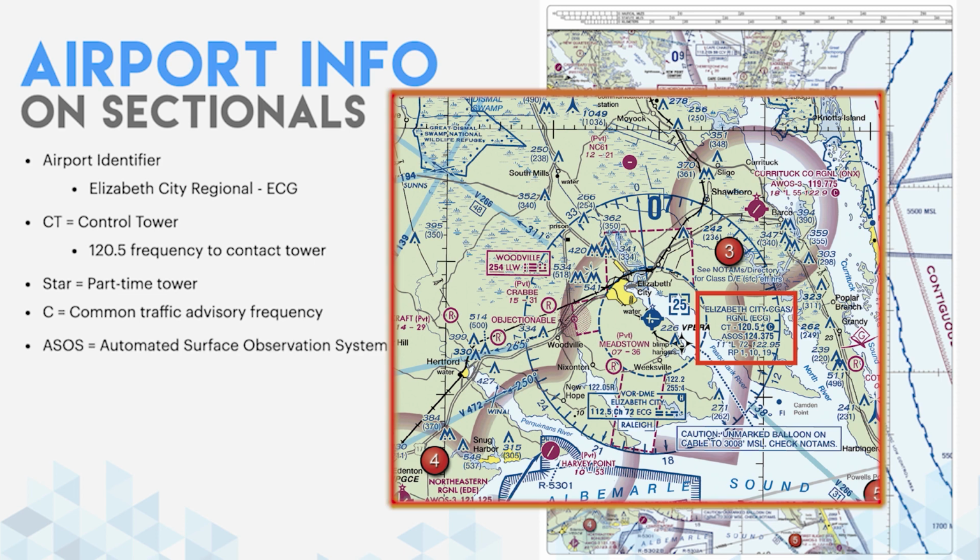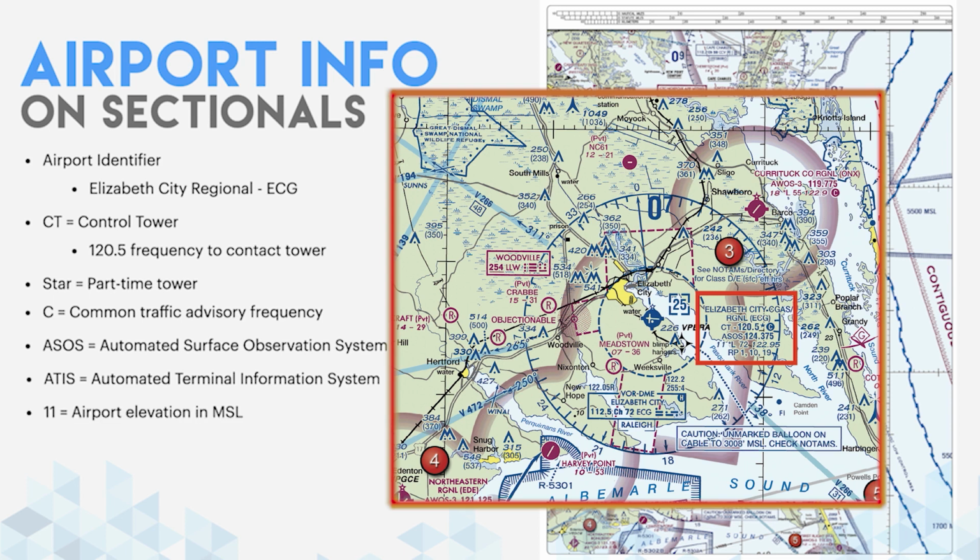The word ASOS, A-S-O-S, that stands for Automated Surface Observation System. That's the frequency for the weather. Some airports have an ATIS, which is also weather. It just stands for Automated Terminal Information System. It also supplies the weather when you tune to that frequency. The number below it is the frequency here.